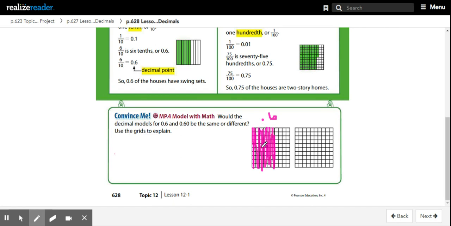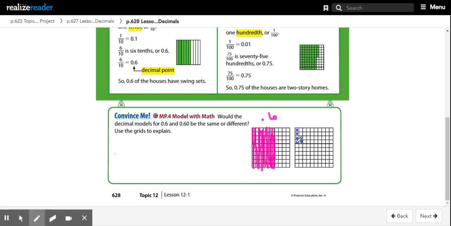Okay, so I've colored in 6 tenths of this grid. Now, I want to color in 60 hundredths. If this is hundredths and I want to color in 60, am I going to color in the bars or the small squares? I hope you are yelling at me to say the small squares, Miss Gross. Is it going to take us quite a bit of time to color in 60 squares though and count them all out?